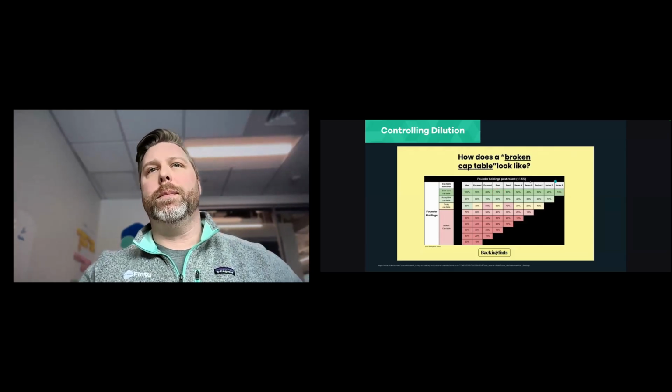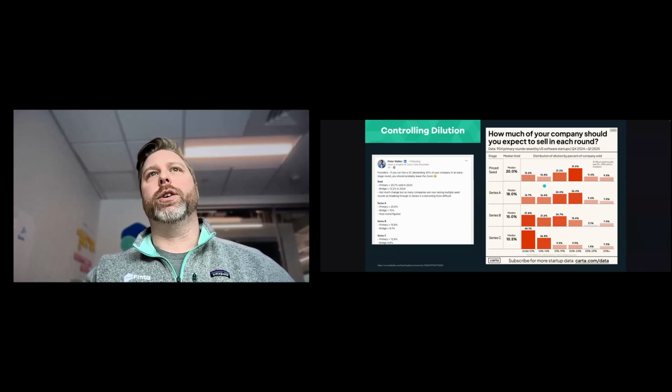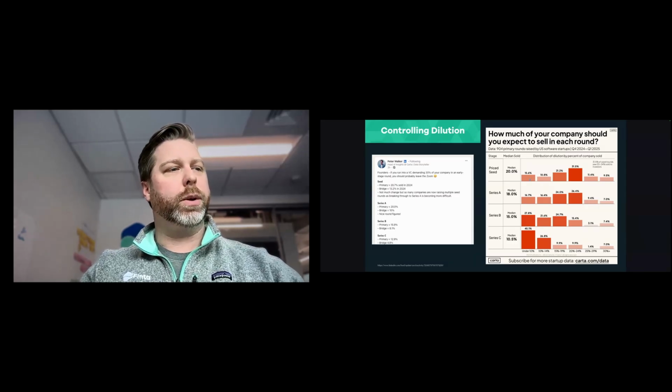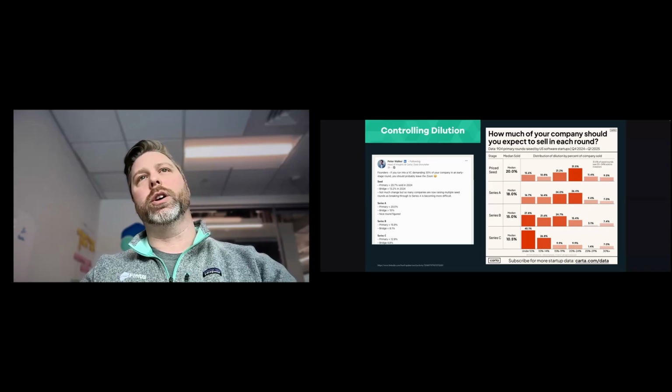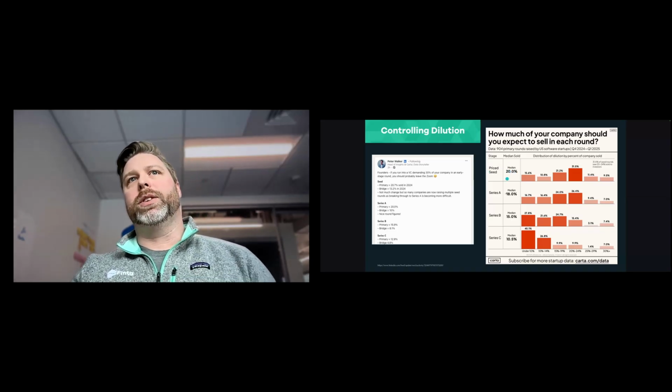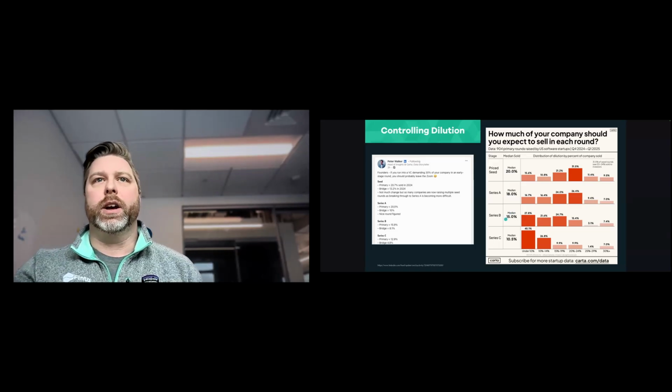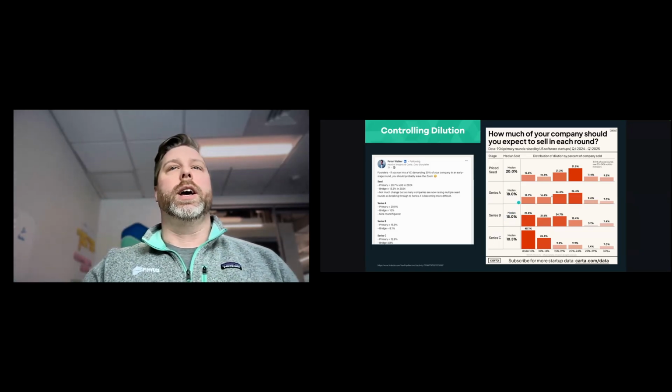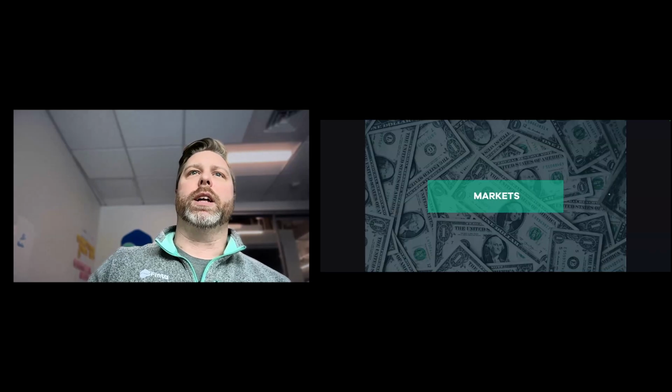And that's really what you're trying to manage. So here's what the dilution looks like on average, again, for Peter Walker. Seed round, you're going to sell 20%, Series A, 18, median, Series B, 15, right? And so you want to manage for that.